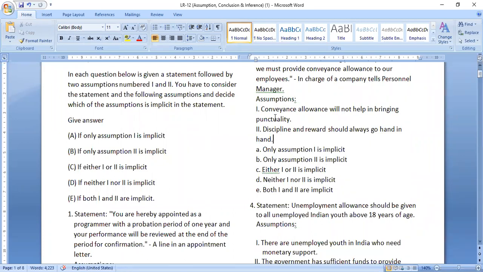So let's look at one. Conveyance allowance will not help in bringing punctuality. That contradicts the statement. So that assumption contradicts the statement. It's stupid. It makes no sense.